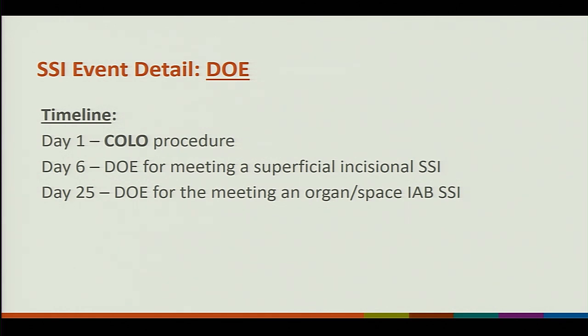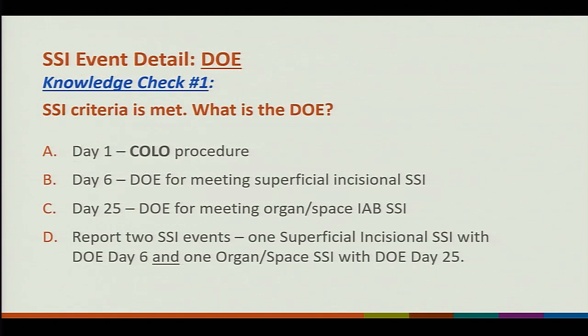We have a patient that had a colo procedure on day 1. On day 6, they meet criteria for a superficial incisional SSI. That's their date of event. And on day 25, they meet criteria for an organ space SSI as their date of event. So the question is, what is the date of event for this SSI? What would you report? Is it day 1, when the colo was performed, day 6, when they met superficial incisional SSI, day 25, when they met IAB SSI, or do you actually report 2 events here because they meet both superficial and organ space criteria?